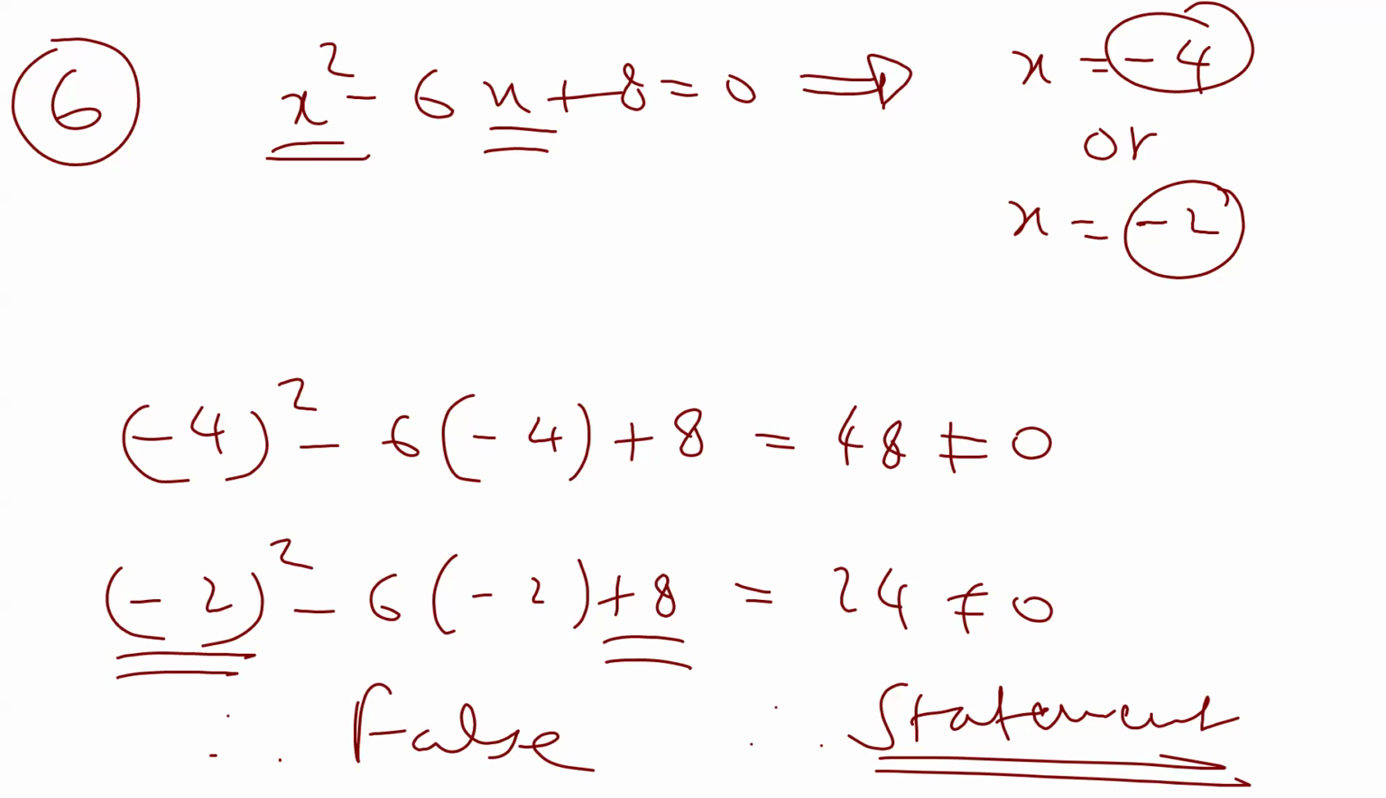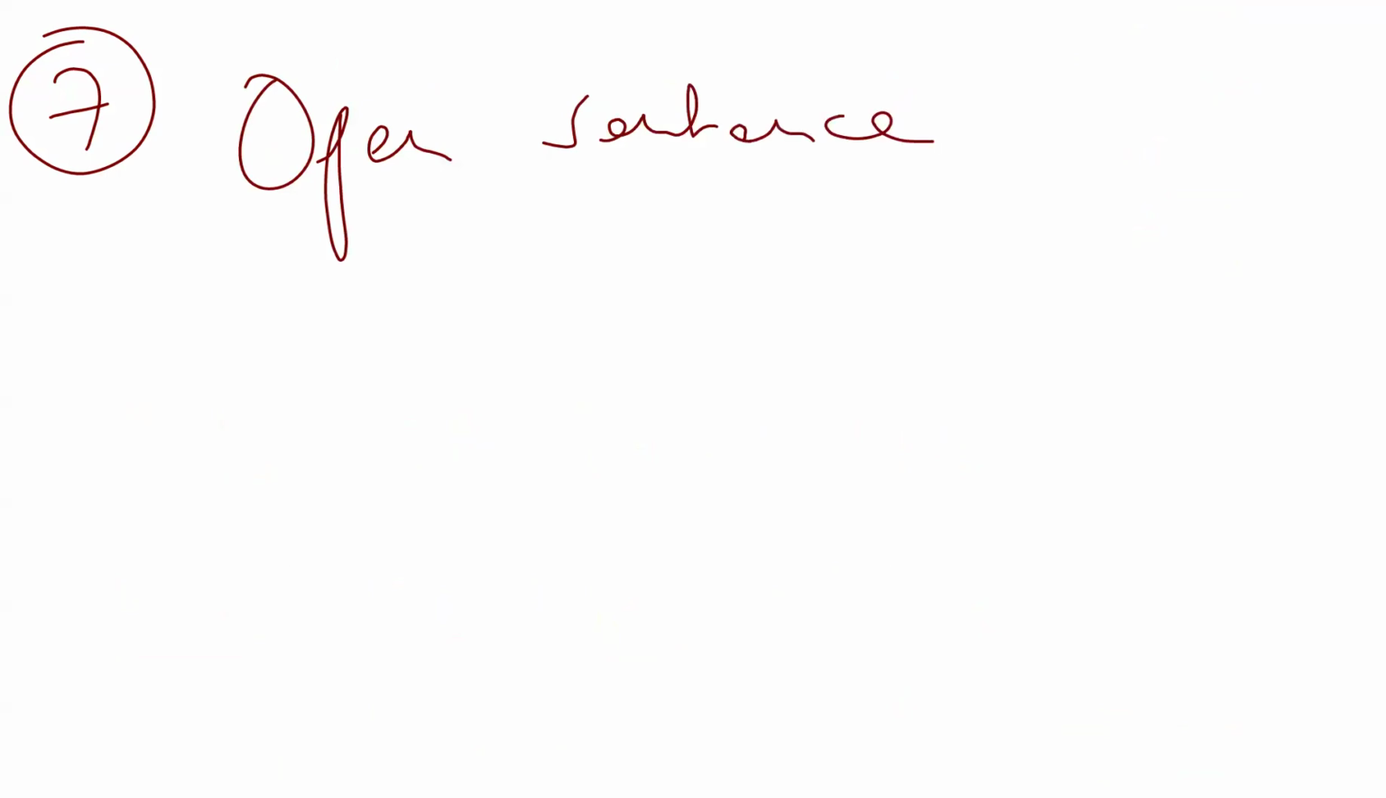Next one, seventh one: he is an actor. Now, who is an actor? We don't know anything about this particular sentence. It is true, it is false, we don't know. So it is an open sentence. Therefore, not a statement, because we are not getting any answer out of it. We are not getting true, we are not getting false.